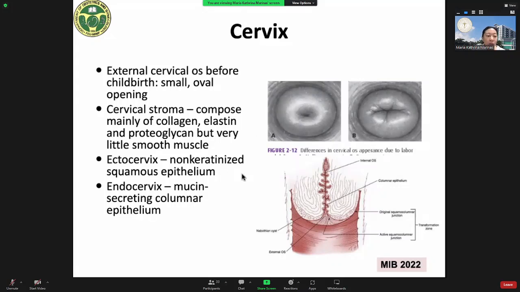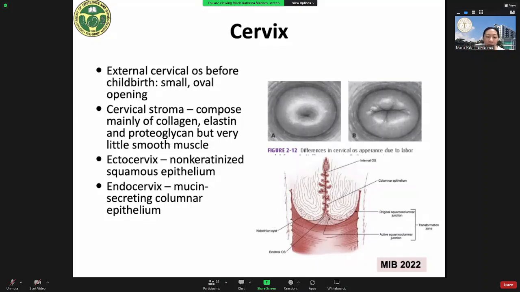Its stroma is composed mainly of collagen, elastin, and proteoglycan, and very little smooth muscle. The ectocervix is lined by non-keratinized squamous epithelium, and the endocervix is lined by mucin-secreting columnar epithelium. Very important is what we call the transformation zone, where we do our pap smears.